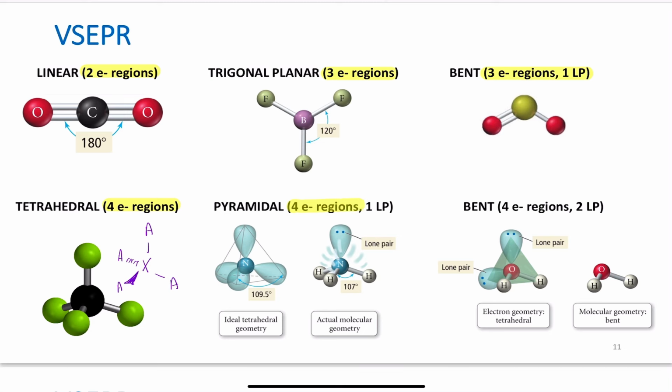If I have 4 electron regions, but one of them is the lone pair, it's actually called trigonal pyramidal. This picture is from your textbook, but I don't want you to just call it pyramidal because we also have square pyramids. We also have trigonal bipyramidal, and I don't want you to get them mixed up. I want this called trigonal pyramidal, that's what will get you full credit. If you have 4 electron regions, but 2 of them are lone pairs, that's what water does. That's called bent.